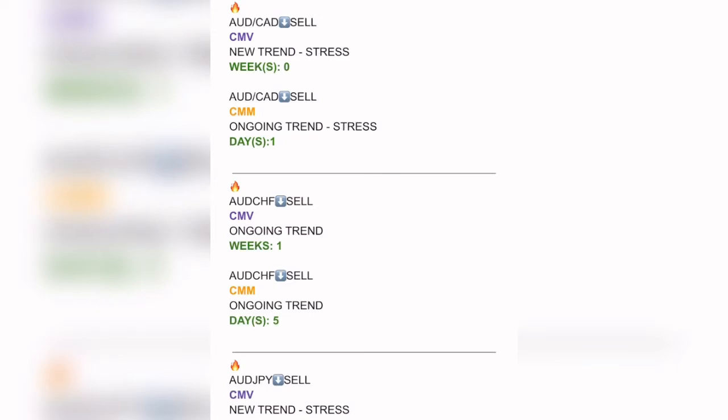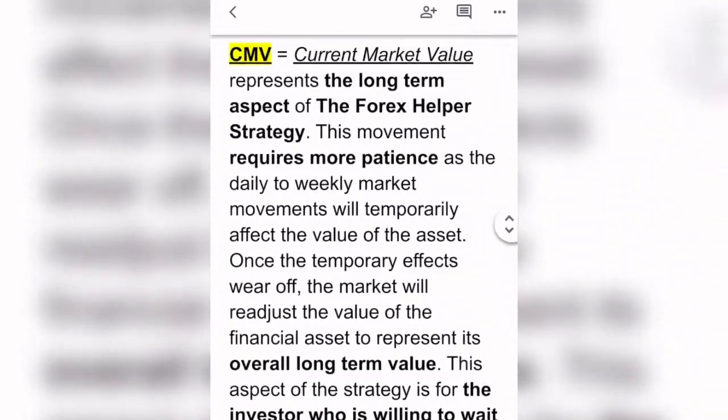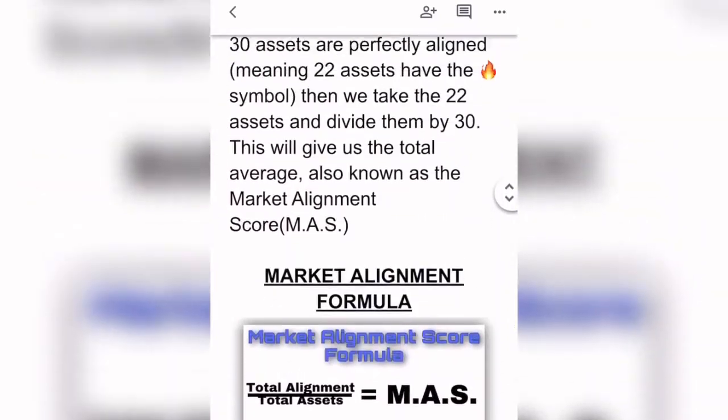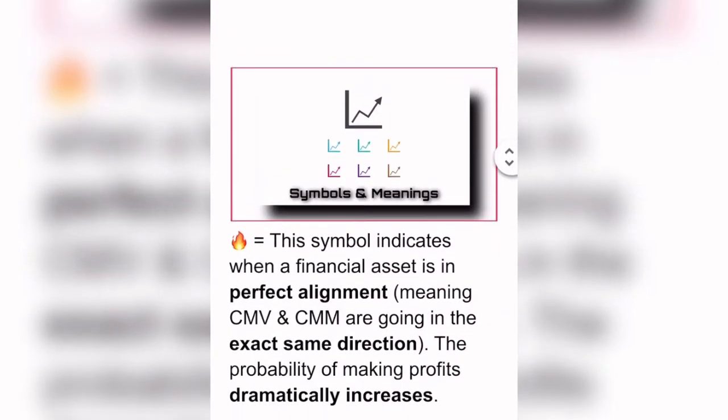Part 6. On part 5, I went over the meanings and the definitions of the things that you'll find on the report, the symbols, the terminologies, things of that nature. And that's here. You can find it under the section titled Symbols and Meanings.